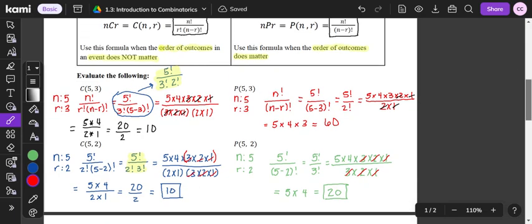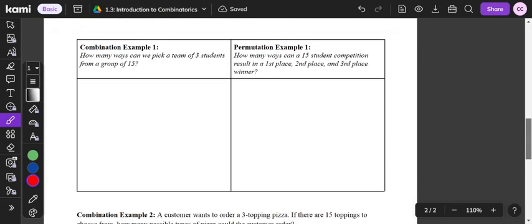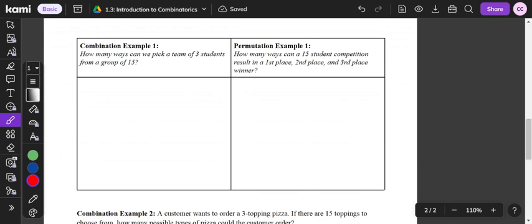All right, very good. Let's look at the next part of the notes, and talk about the difference between combinations and permutations. Like I said, I wanted you to be able to do the formula. Now let's talk about what these are actually used for. We have 2 examples. Combination example 1 says, how many ways can we pick a team of 3 students from a group of 15? And the permutation example says, how many ways can a 15 student competition result in a first place, second place, and third place winner?